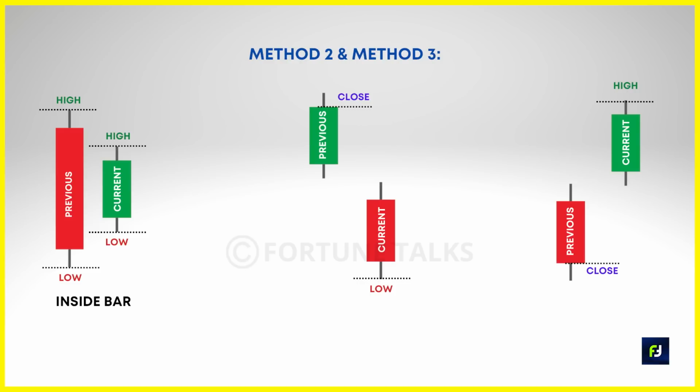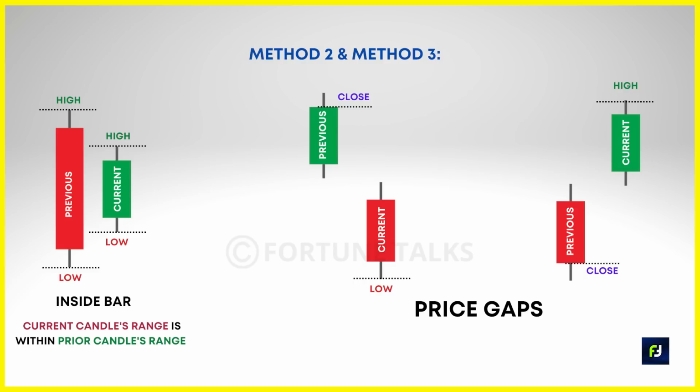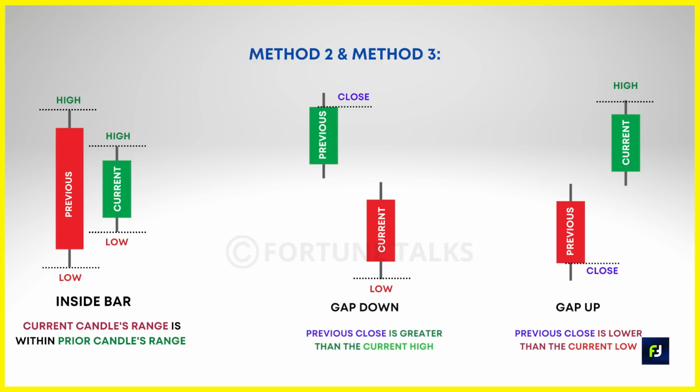Now, methods 2 and 3 are used either when there is a gap or an inside day, where the high and low range of the current period candle is within the previous candle's highs and lows. So a gap occurs when the previous close is greater than the current high, it signals a potential gap down, or when the previous close is lower than the current low, it signals a potential gap up. You can learn more about gaps and how to trade them in my price action playlist.